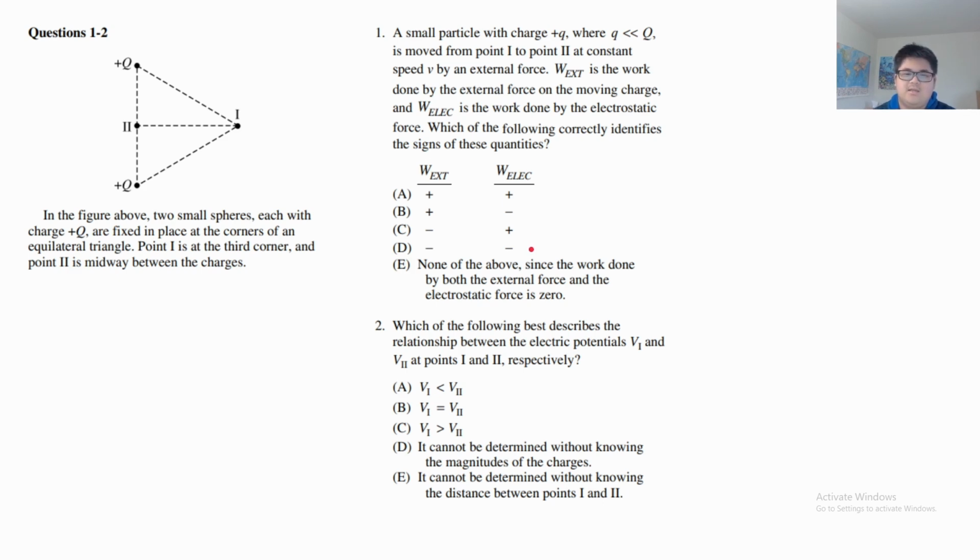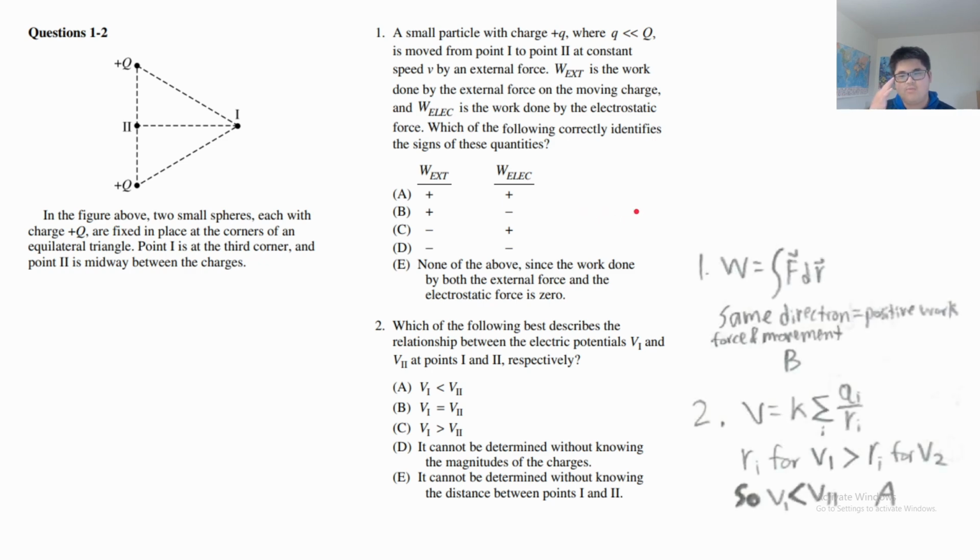Now for question 1, it asks for the sign of the work done by the external force and the work done by the electric force. If you remember from AP Physics C Mechanics, work is equal to the integral of force with respect to distance traveled. Basically, if the displacement of the object has the same direction as the force, then it's positive work. If the displacement has the opposite direction as the force, then it's negative work.